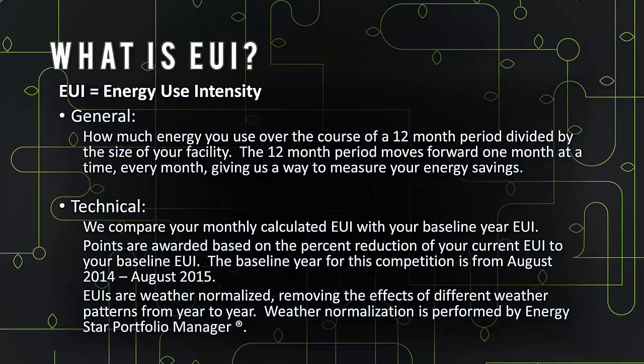Now, on the technical side, we use this to compare it with a baseline EUI. So we take these numbers that we have and we run them through Energy Star, which takes out the effects of weather and allows us to look at one data set, compare it to the next, and we can see how much energy you are saving as compared to the baseline year. The baseline for this competition is from August 2014 to August 2015. So some people have asked us, why aren't we saving more energy? Well, maybe it's because they had a really high baseline in 2013 or 2012. But we are comparing to 2014 to August 2015.